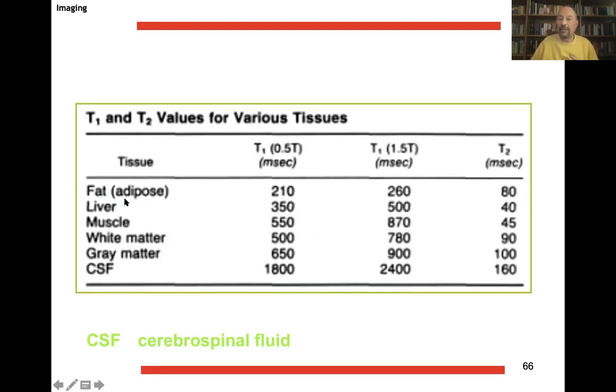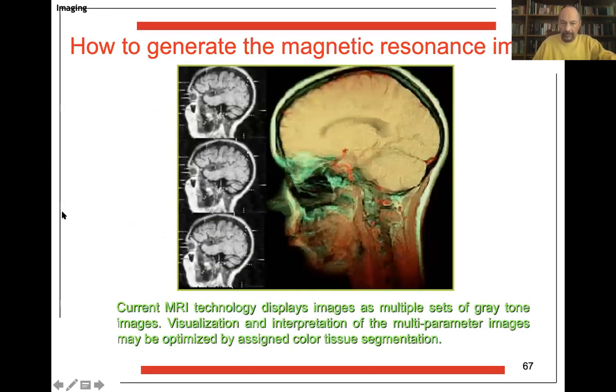You see, for example, for the fat tissue, these are the values of T1 at 1.5 Tesla. You see, they are quite different. And this is the value of T2 for different tissues. All of them must be tissues rich in water, because you need hydrogen. So you have fat, liver, muscle, white matter, gray matter, and cerebrospinal fluid. So this is what you use.